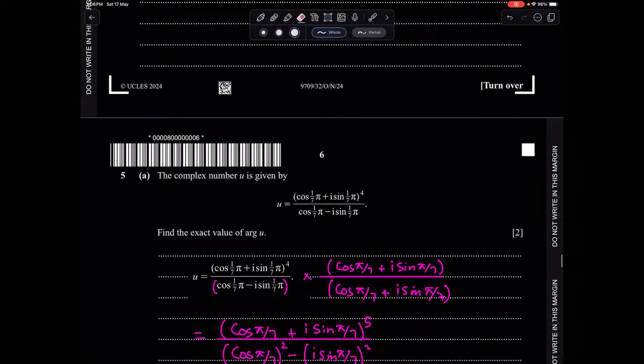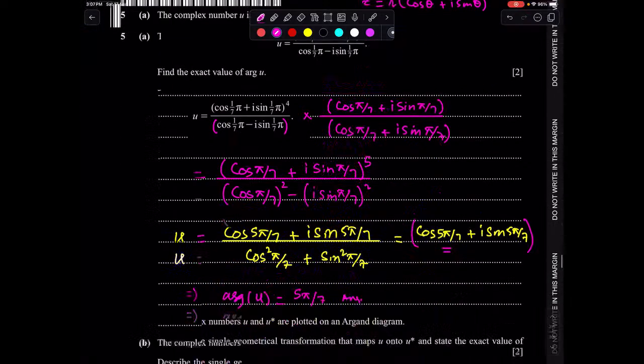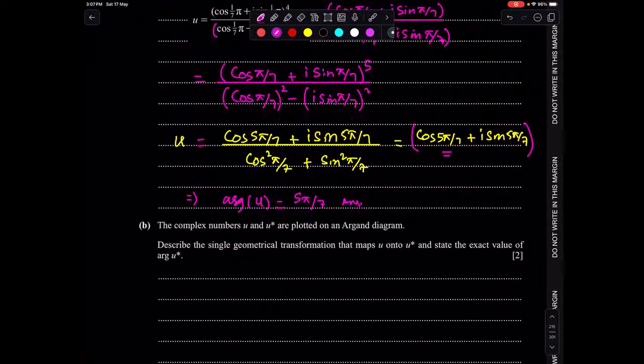Remember this polar form, trigonometric polar form. r cos theta plus i sin theta. This is the standard trigonometric polar form. So argument of u is this angle 5 pi by 7.